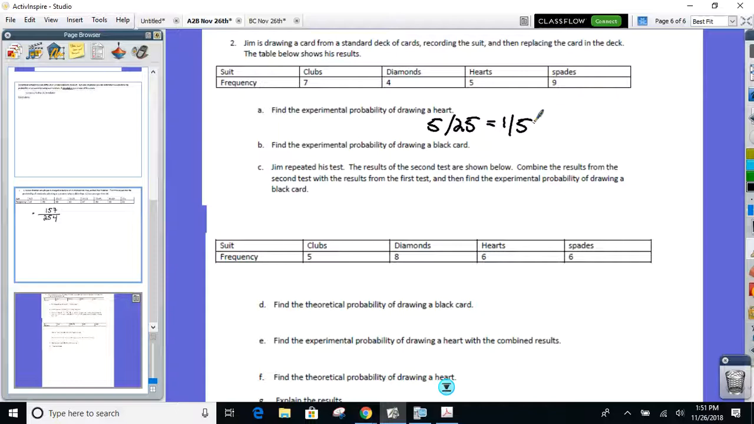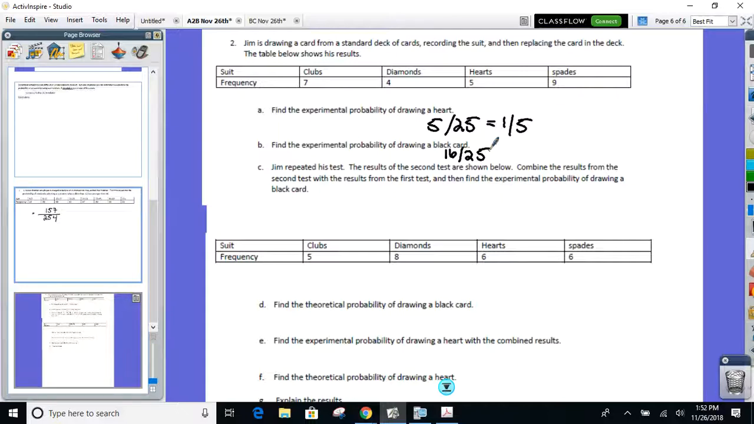Nice job, kids. What's his experimental probability he draws a black card? Experiment. So look at his experiment. How many black cards did he draw? Remember, what's black cards again as far as suits? Clubs and spades. So he drew a total of 16 out of 25 for his black card probability. All right, he did it.